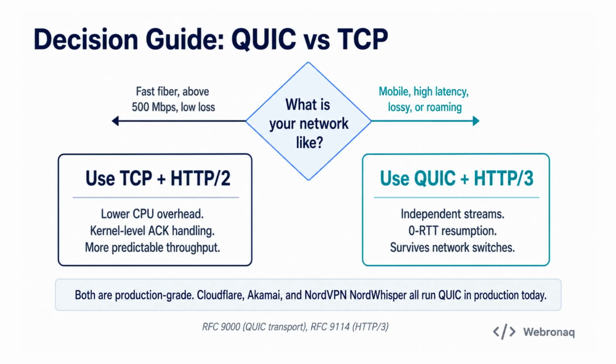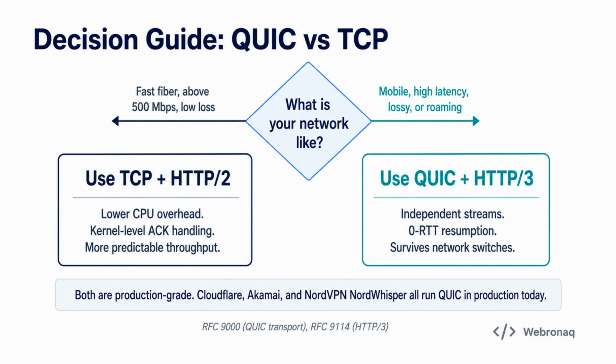So here is the mental model to take away. QUIC wins on mobile, high-latency connections, and any network with real packet loss. That covers most of the world's phone users, and it is exactly why NordVPN announced in 2026 that it is adding QUIC into its Nord Whisper protocol to make VPN traffic blend in with regular browser traffic and bypass deep packet inspection. Cloudflare and Akamai have both deployed QUIC at scale for the same reasons.